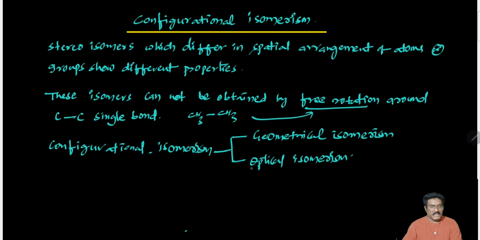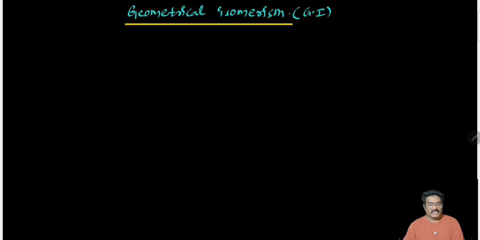Configurational isomerism is classified into two types: geometrical isomerism and optical isomerism. Let's move on to geometrical isomerism. Geometrical isomerism is also known as diastereomers or non-mirror images. What is geometrical isomerism?